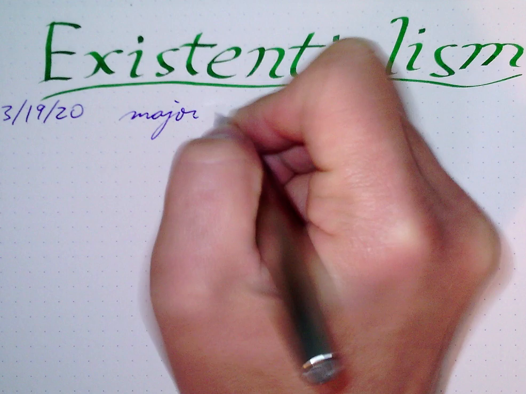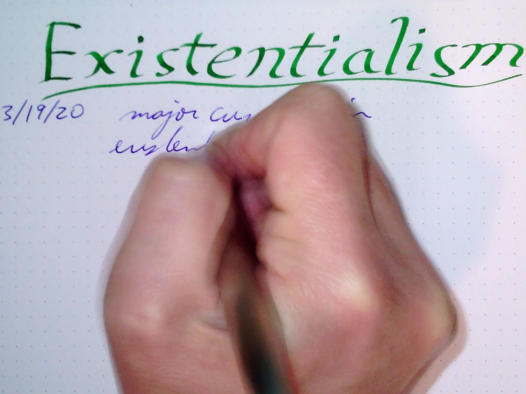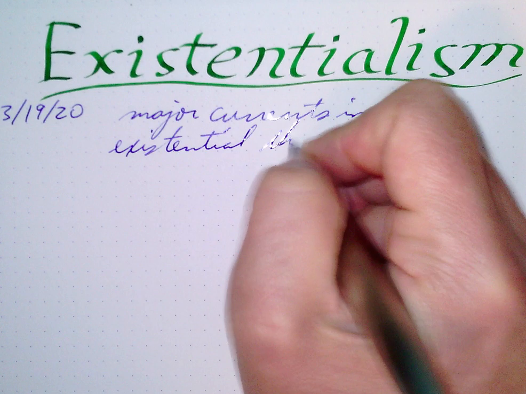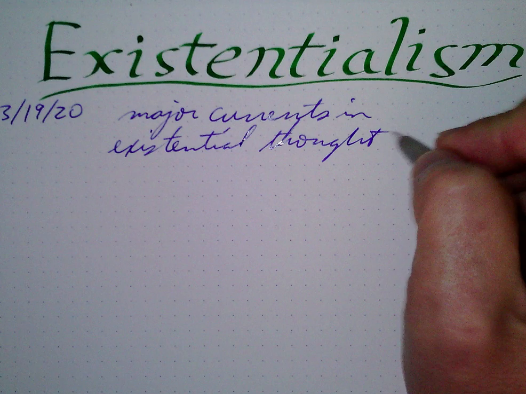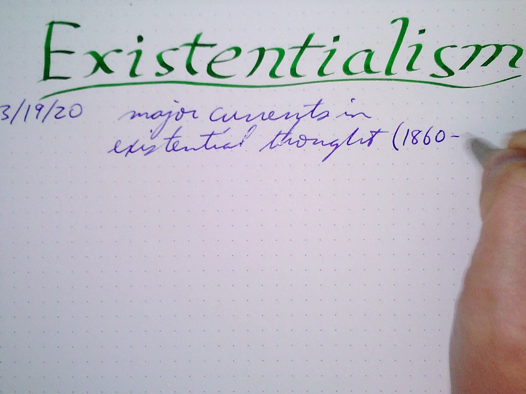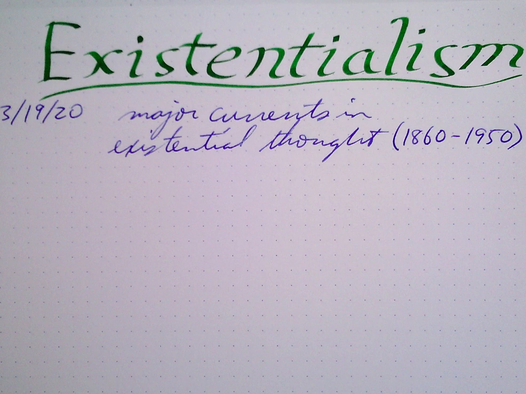Okay, so I want our subheading to be here, major currents in existential thought. And when we're talking about existential thought here, we're really talking about from about 1860 to about 1950. So that's kind of beginning with Dostoevsky and Nietzsche, and ending with Sartre, Camus, and Simone de Beauvoir. So that's kind of our overall arc, and Kafka certainly fits in there.